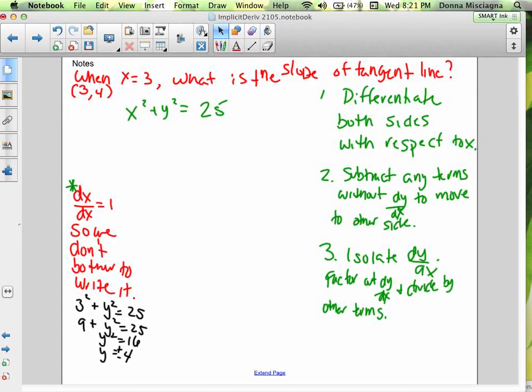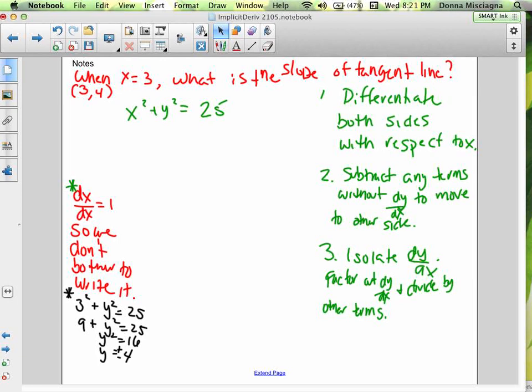Matter of fact, everything in here is in your notes except for two things. This first thing over here, 3 squared plus y squared equals 25, right? Because x is 3. That would give us 9 plus y squared is 25. Subtract 9 from both sides. You got y squared is 16. But when you take the square root, there's two solutions, right?